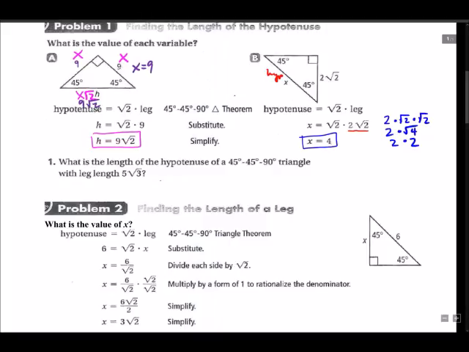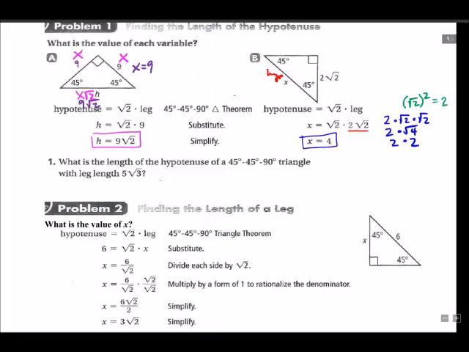And the reasoning behind that, what is this? This is the square root of 2 squared. Because what does squared mean? Squared means multiply it by itself 2 times. And square and square root are opposite operations, so all that's left is the 2.